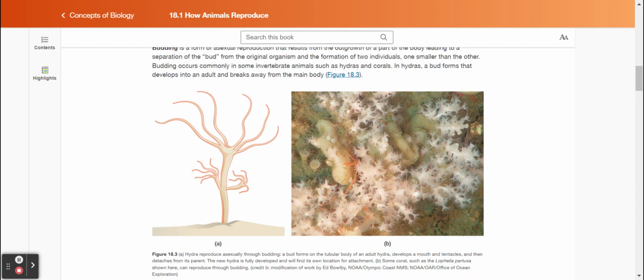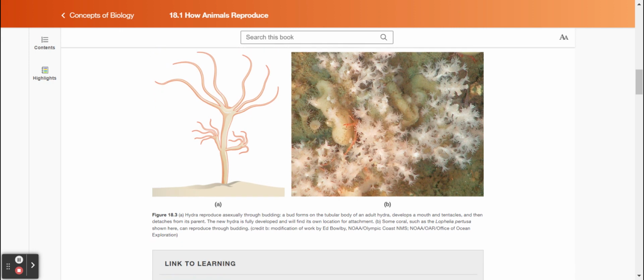Figure 18.3. A. Hydra reproduce asexually through budding. A bud forms on the tubular body of an adult hydra, develops a mouth and tentacles, and then detaches from its parent. The new hydra is fully developed and will find its own location for attachment. B. Some coral, such as the Lophelia pertusa, shown here, can reproduce through budding.